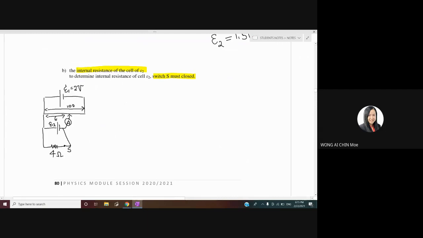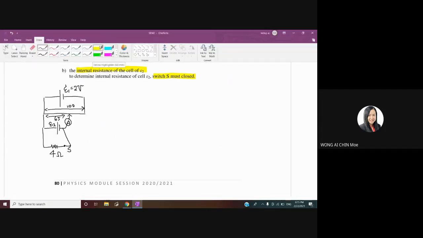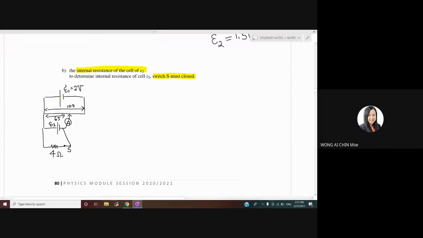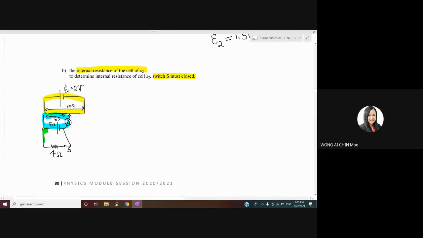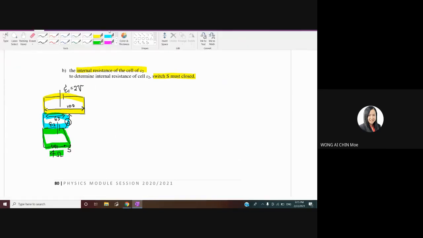Why is it less? Because now if S is closed, there is a current flowing through the inside of the cell. So we have 3 loops: the first loop, yellow, the second loop, let's say blue, and then the third loop. There's a current flowing through the resistor 4 ohm.